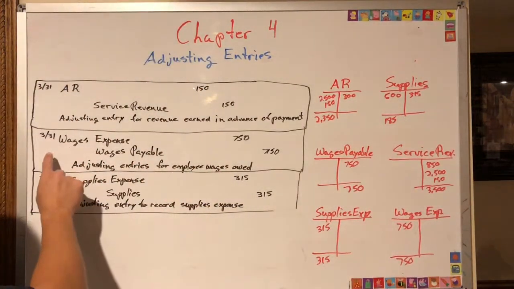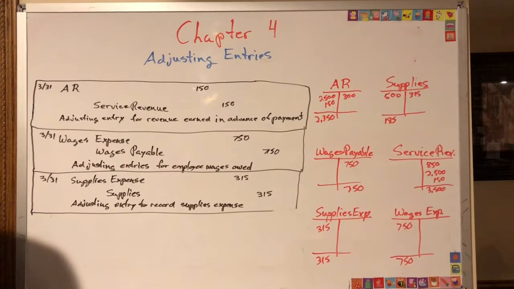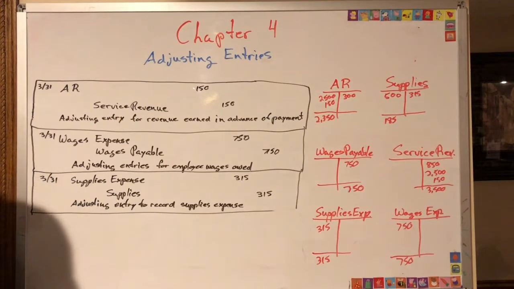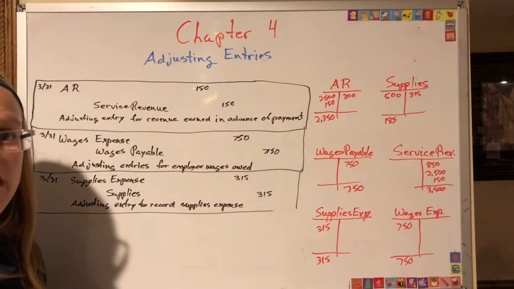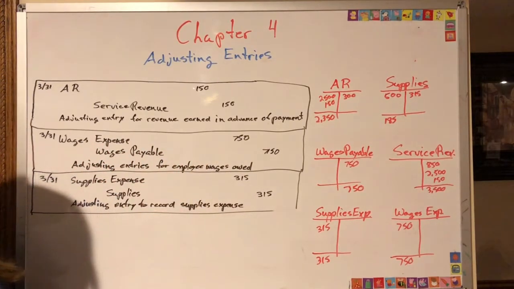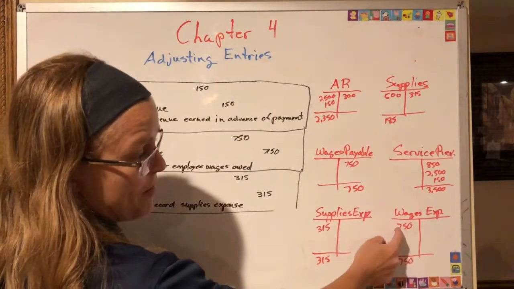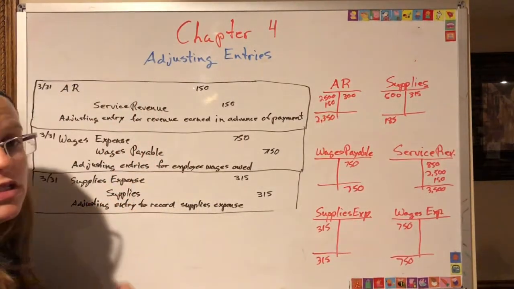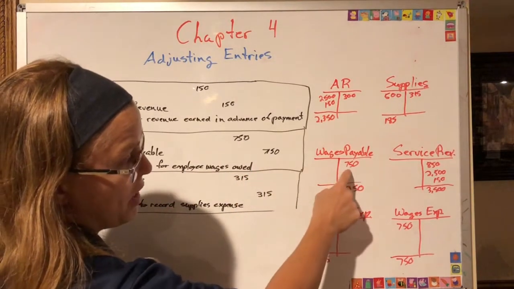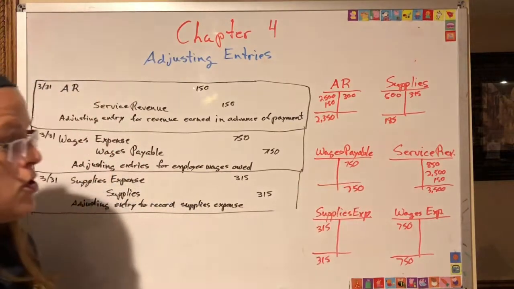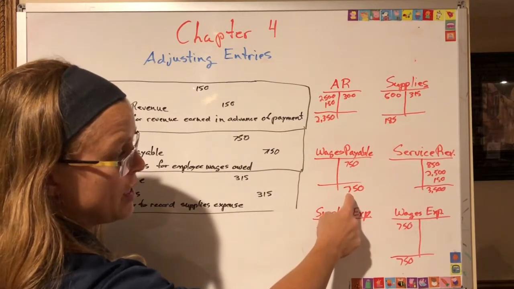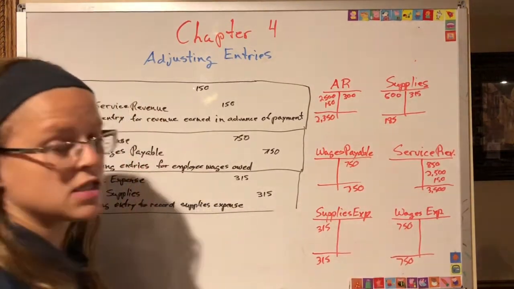All right? Wages expense. All right, so Ann's employees worked 3 days, so they earned that money, but they weren't paid for it yet. So we have wages expense of $750 and wages payable. So our wages expense is debited, and wages payable is a liability because we owe them that money. So that is credited. Wages payable is credited, $750. So we have wages payable, a total of $750 credited, and we have wages expense debited, $750.